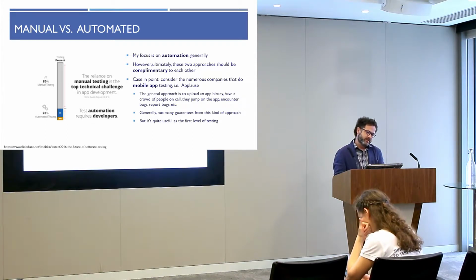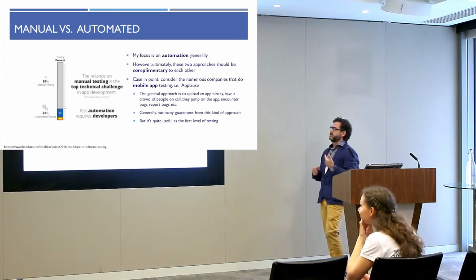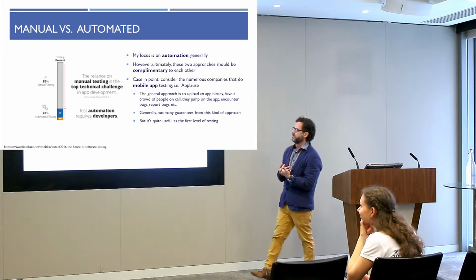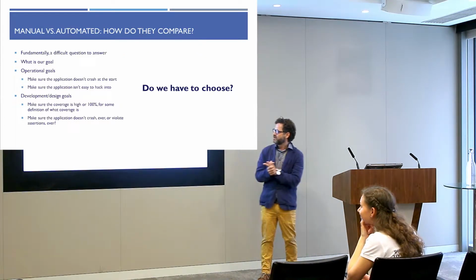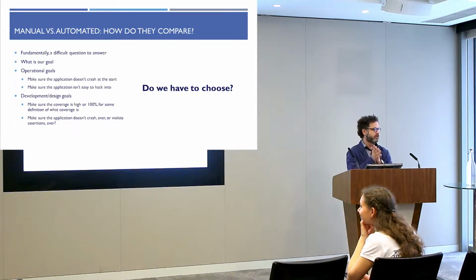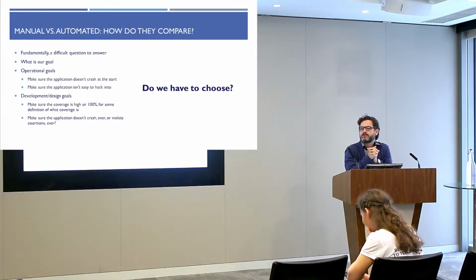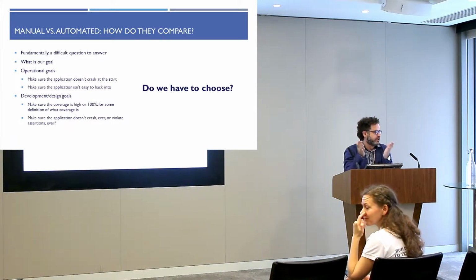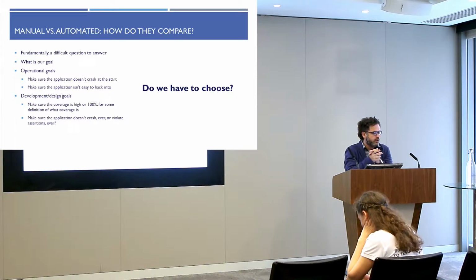And again, it's tempting to say, well, manual testing versus automation, right? So how did they compare? And it's sort of difficult to answer this question comprehensively. And so it also depends on your goal, right? So, some of the goals are listed here. So, for example, some operational goals are, well, let's make sure that the application doesn't crash.